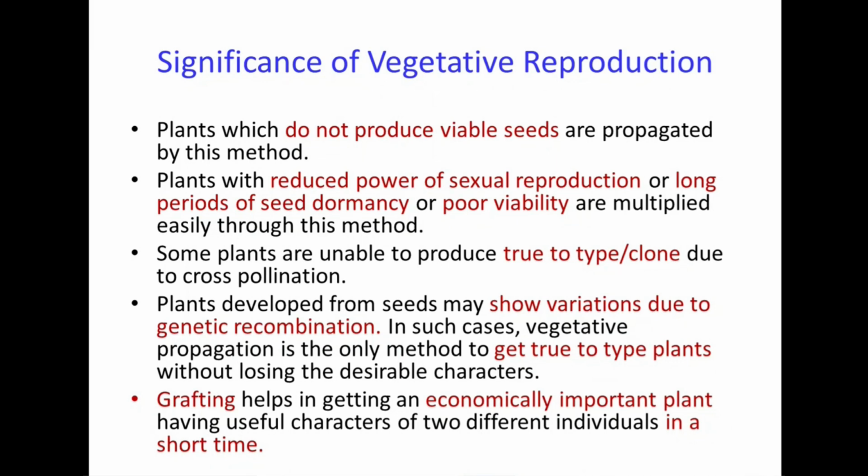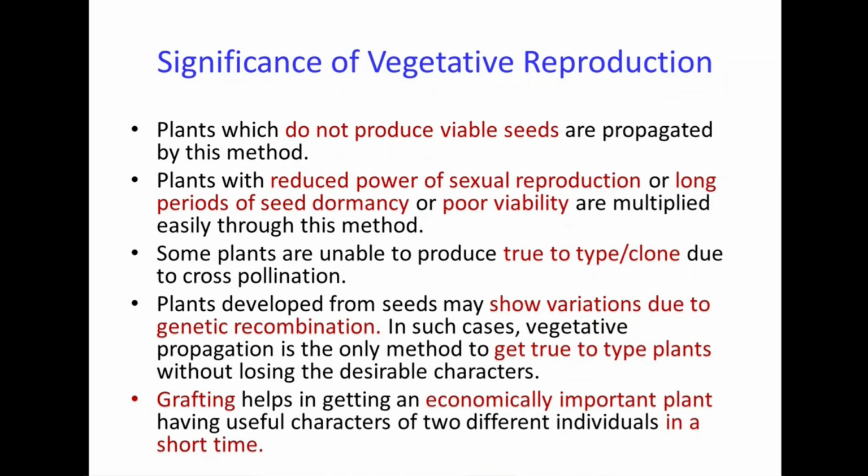In some plants they are unable to produce true to type. For example, I have seen a guava plant producing very tasty fruit. I want exactly that new plant with the same fruit and taste. Then this is a good method. Any artificial vegetative propagation method you can use, and you can develop that plant and get the same taste. Otherwise, if that plant is produced through seeds, because of genetic recombination, we may lose the originality of the taste. That's why true to type, or clone, we are cloning. It's also called cloning.